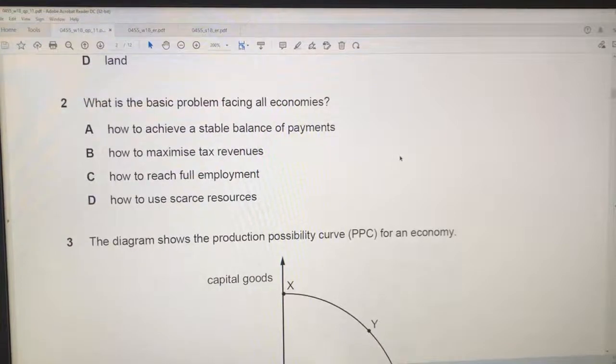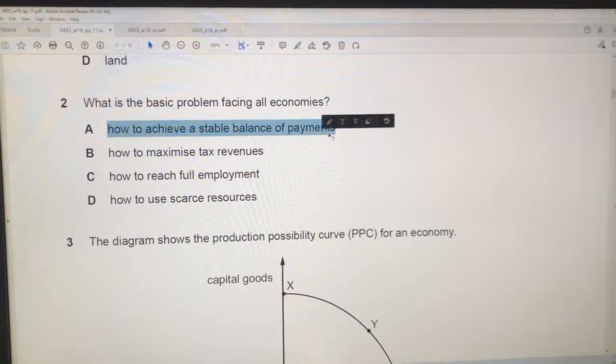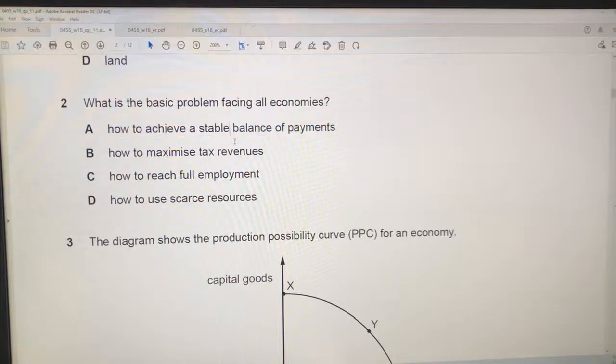What about 2? What is the basic problem facing all economies? When I see anything referring to the basic problem or unlimited wants and scarce resources, I look for those terms. I look for unlimited wants or scarce resources. No. This is not the basic problem. They're always asking about the basic economic problem.